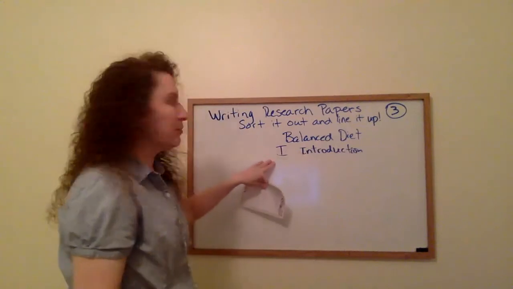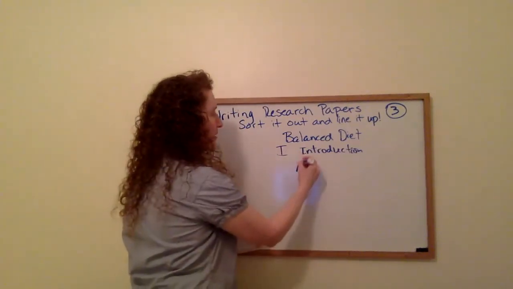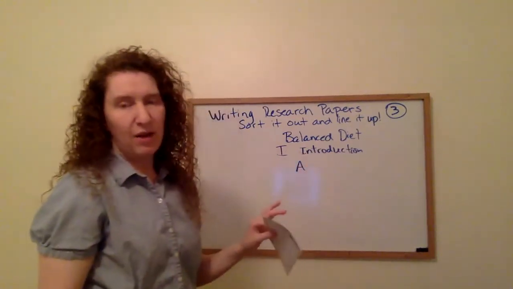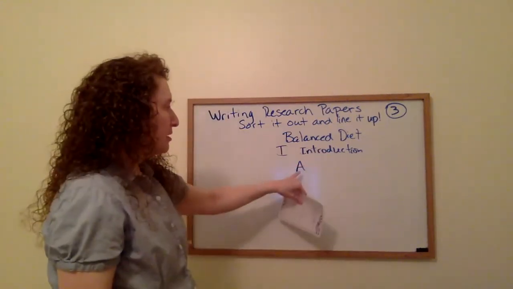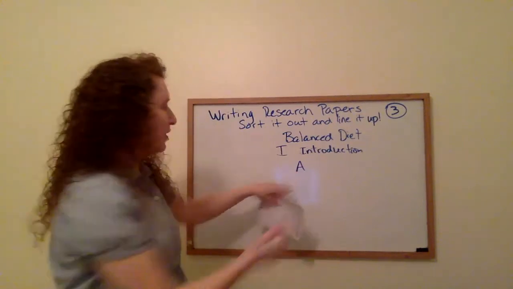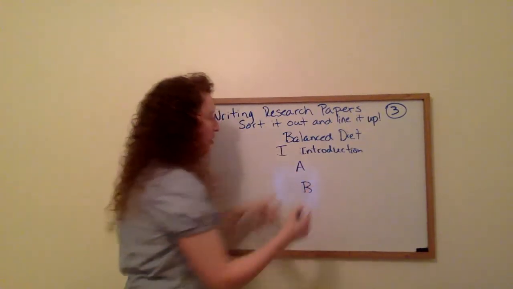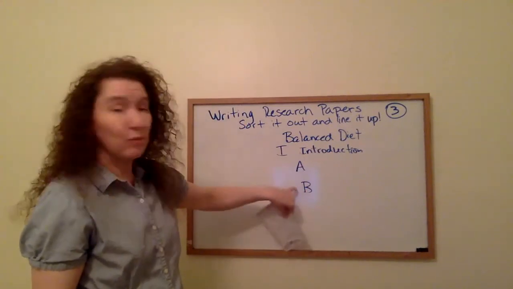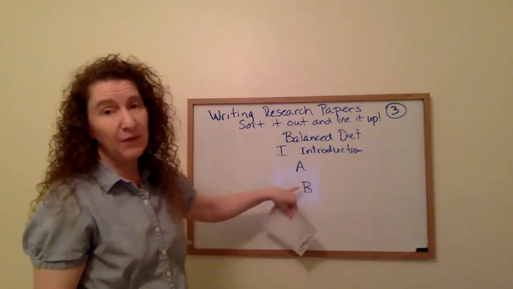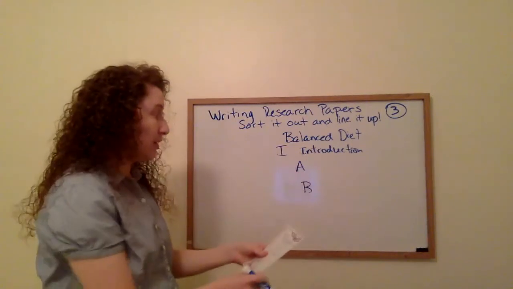And under the Roman numerals, then you're going to have like capital A. And you're going to have the first point that you're making. So you're going to have an A and a B. When you have an A, you need to have a B. If you only have an A, you need to do more research to find something to fill in B. You need at least 2 things under each section.